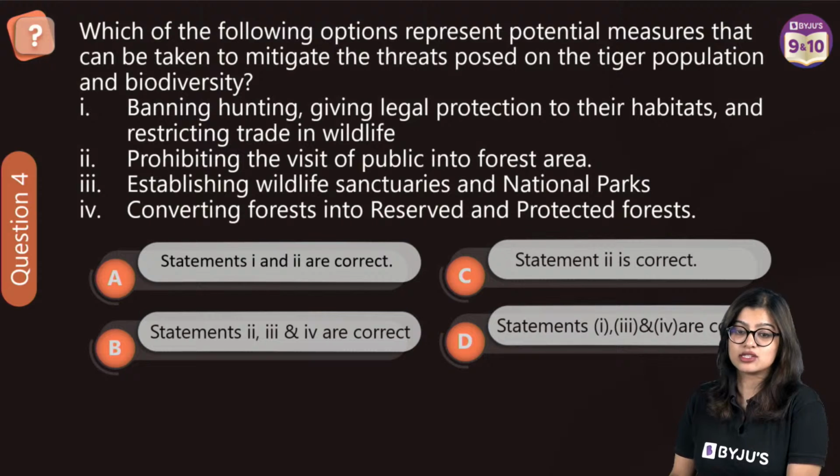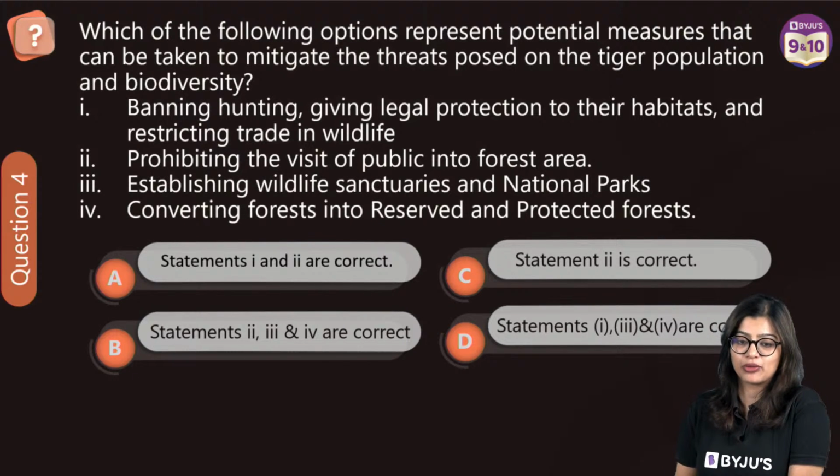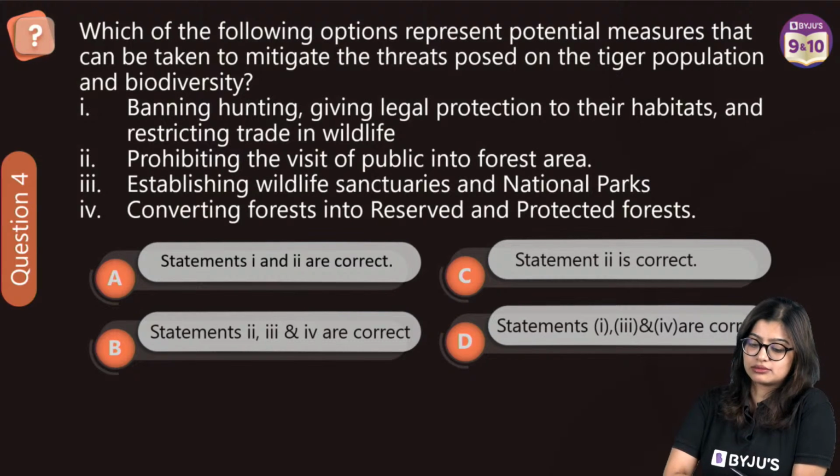Consumer rights, no. Consumer rights is only for project work. They will not ask you in the board exam, so don't worry about that. See, if you've been regular, you know the answer to this.